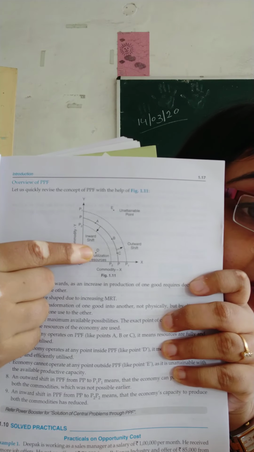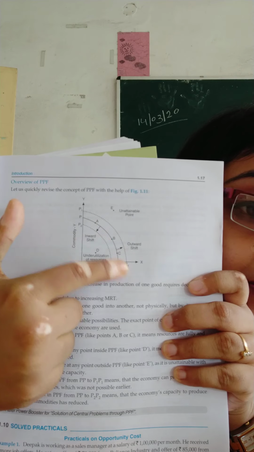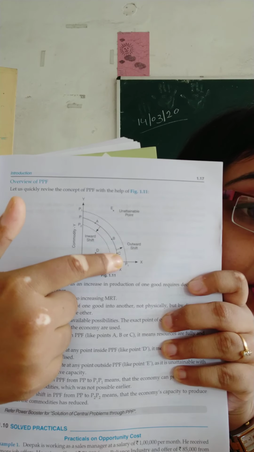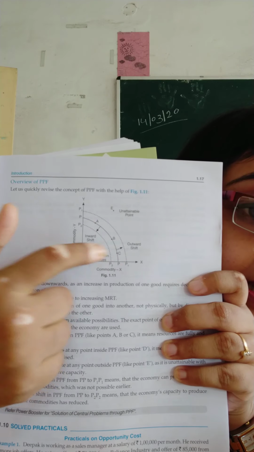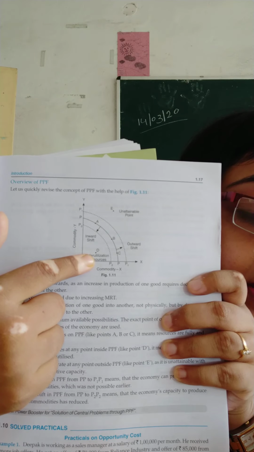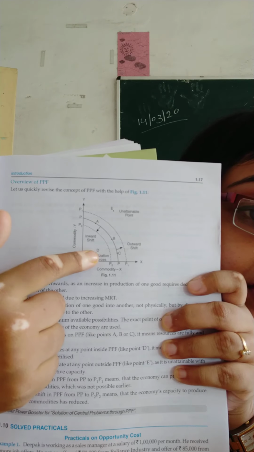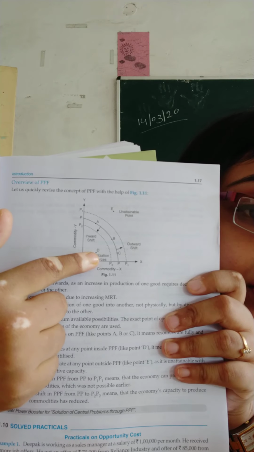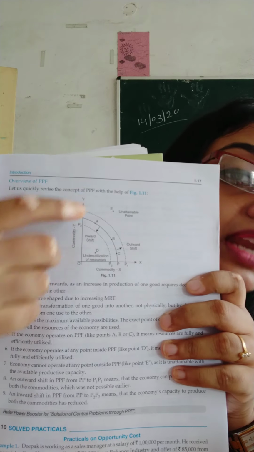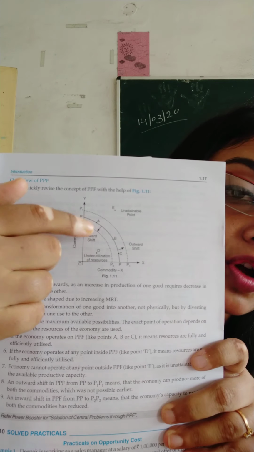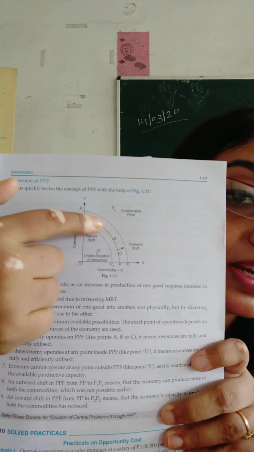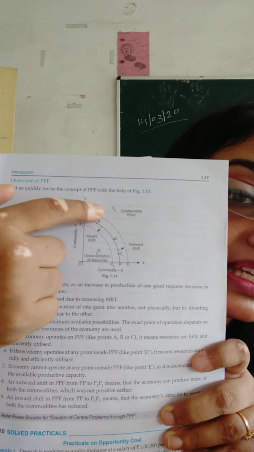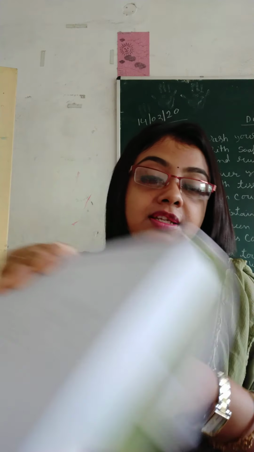See, inside PPF is D. On the PPF are A, B, C. Optimal utilization in case of A, B, C. If any point where the economy is operating inside the PPF, then there is no optimal utilization of the resources. Resources are not optimally utilized. So that is point D. Now if the economy tries to operate beyond the PPC curve, that is E, it is beyond the resource capacity of the economy. The economy cannot operate there.